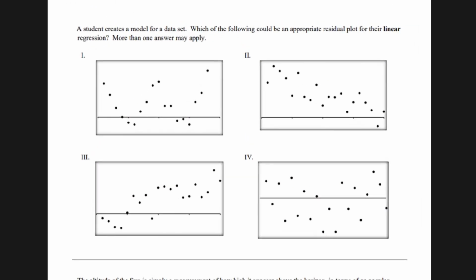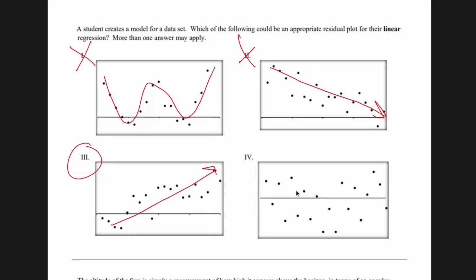A student creates a model for a data set. Which of the following could be an appropriate residual plot for their new linear regression? More than one answer may apply. You create a clear pattern, so you're no good. You create a pattern that goes down and to the right, you're no good. You create a clear pattern that goes up and to the right, you're no good. You don't have a pattern at all, you're everywhere, you're fine by me. That one's no good. No good at all.